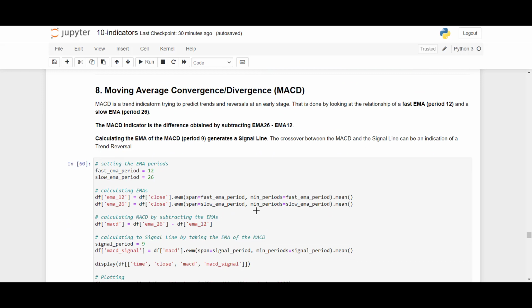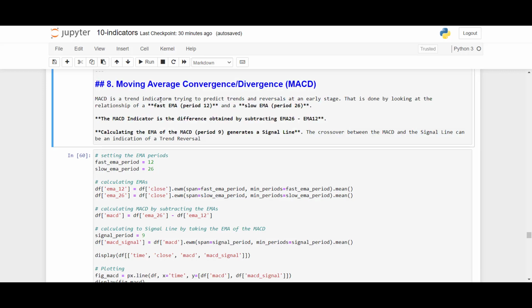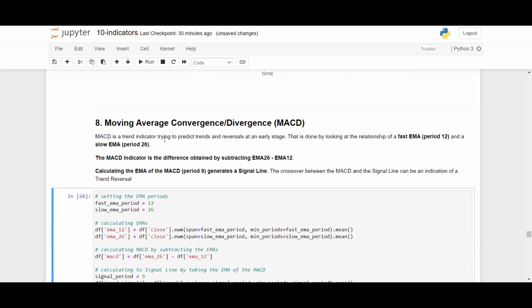So now let's go to moving average convergence divergence, or MACD. And the MACD, let me just correct this real quick, is a trend indicator which is trying to predict reversals at an early stage. It is done by calculating the fast EMA with period 12 and a slow EMA with period 26. And by looking at the relationship between those two EMAs, the MACD is then trying to predict when trends are slowing down, when trends are increasing, and when they are trying to reverse.